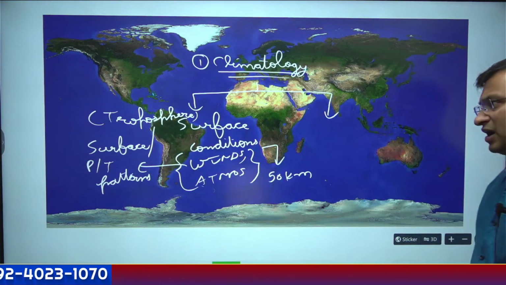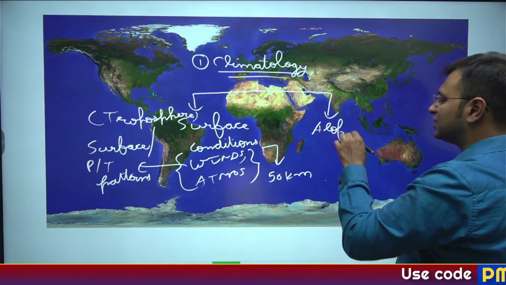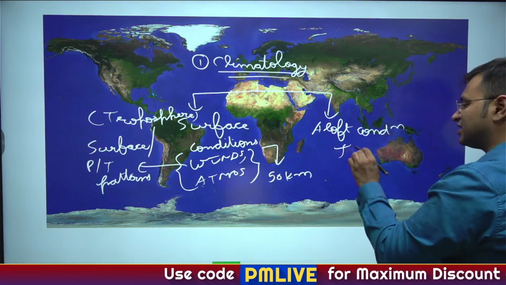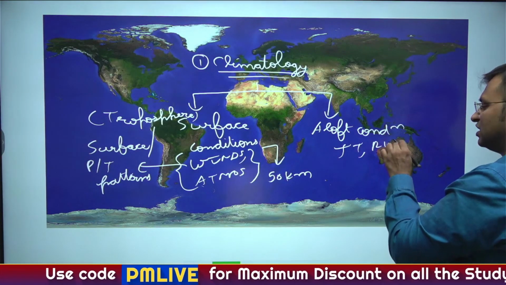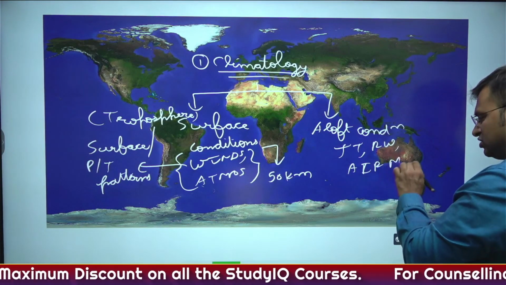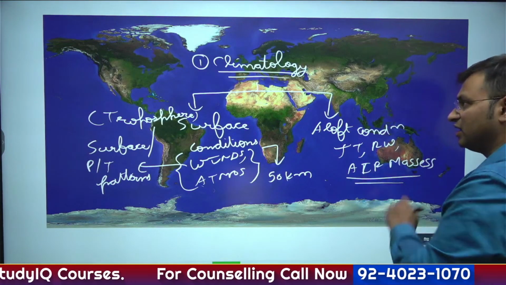Then in the next session, we'll be targeting the aloft conditions. Aloft conditions meaning that we will be targeting jet streams and Rossby waves. Then we will target air masses. Air masses also tend to extend for the entire height of the troposphere. So what we are trying to do is break down the syllabus.